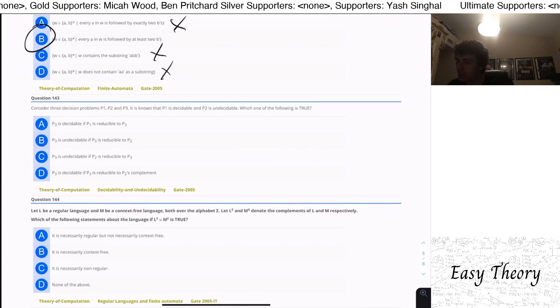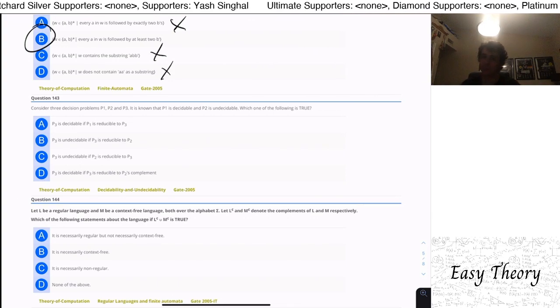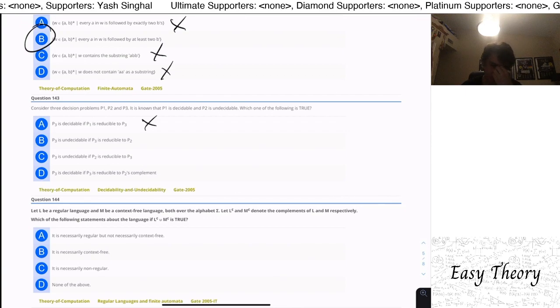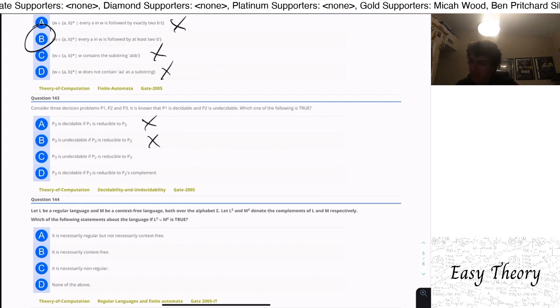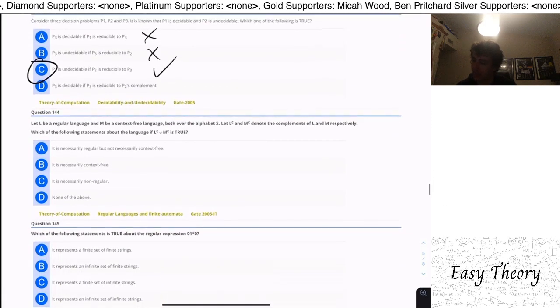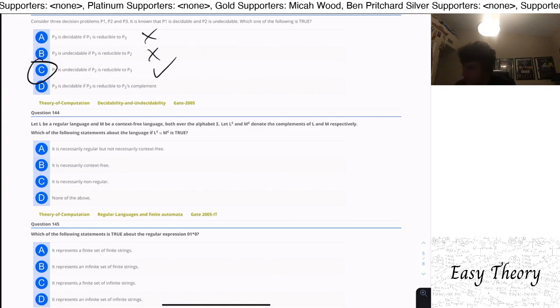P1 is decidable and P2 is undecidable. So if P1 is reducible to P3, that doesn't tell us anything about P3. P3 is undecidable. Yeah, that doesn't tell us anything. If it reduces to an undecidable problem, that doesn't tell us anything. P3 is undecidable if P2 is reducible to P3. That is true, yes. So C is the answer there. So the order matters on reducibility.